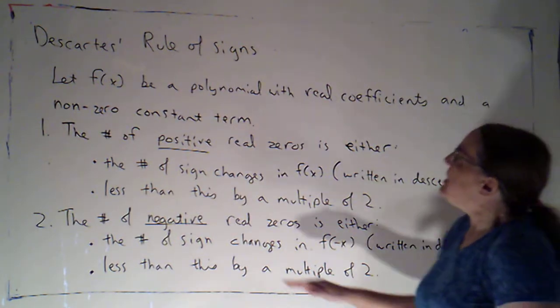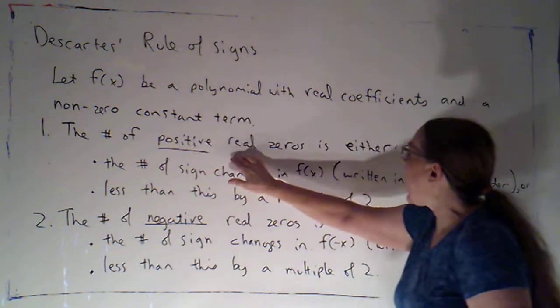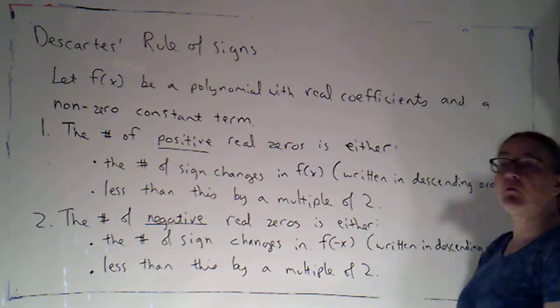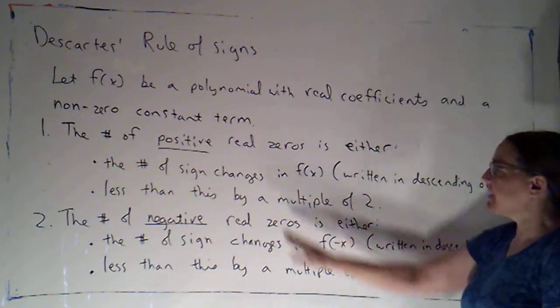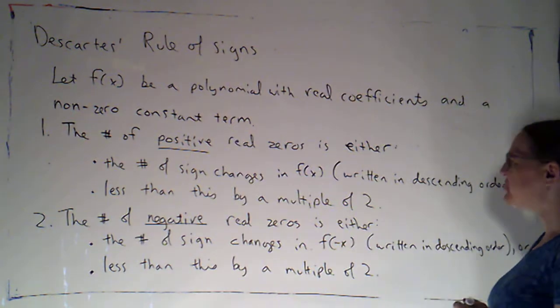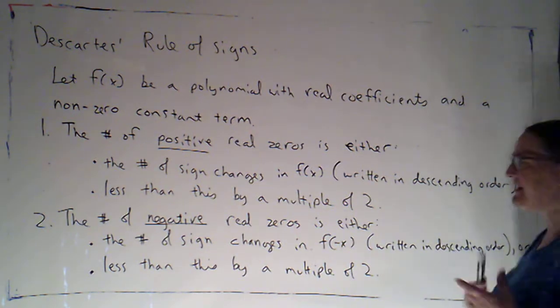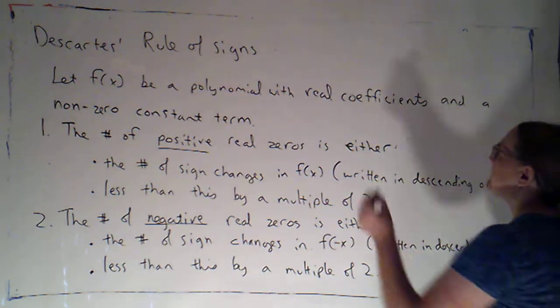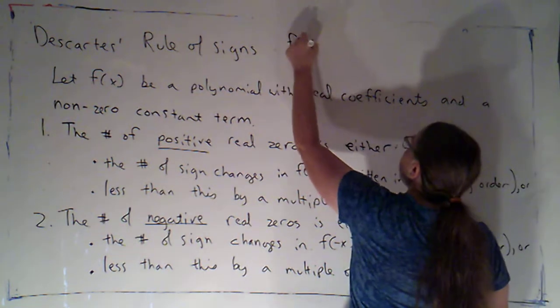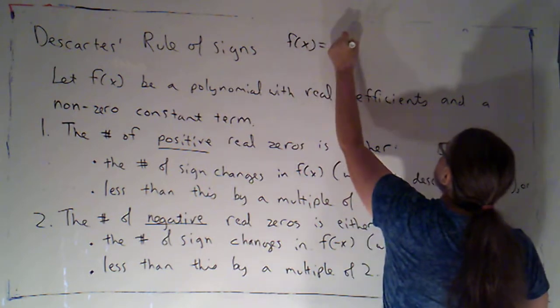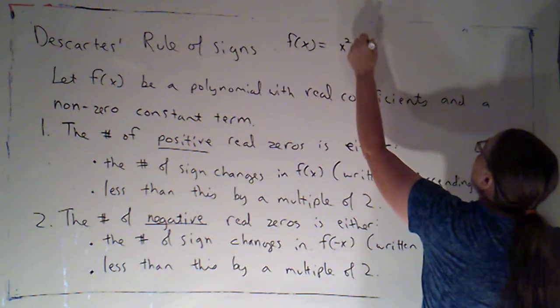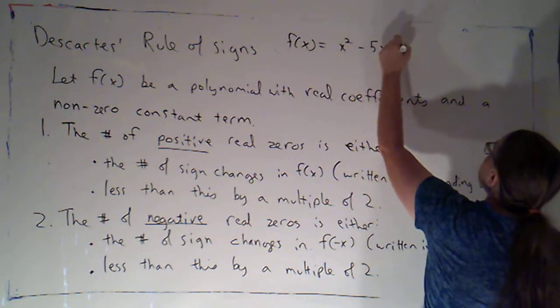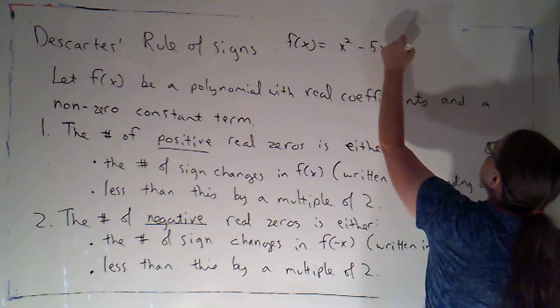Okay. So it says here, the number of positive real zeros is going to be one of two things. It could be the number of sign changes in f of x written in descending order. Now, what does that mean? Well, let me give you an example. Let's suppose that f of x was x squared minus 5x plus 4.